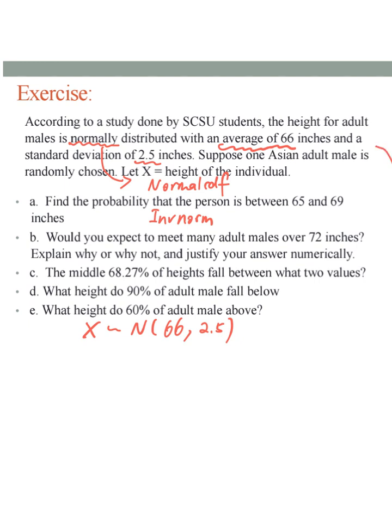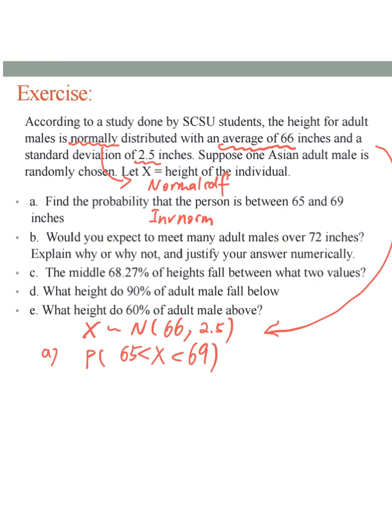And for this word problem, we can translate to mathematics language, and then we can go over all the questions. For A, find the probability. Probability, we use capital P to denote the probability, for the height between 65 to 69. So when we translate into mathematical language, we are looking for the probability for x between 65 to 69.